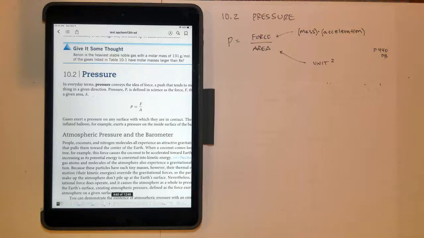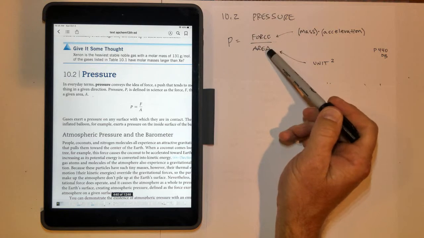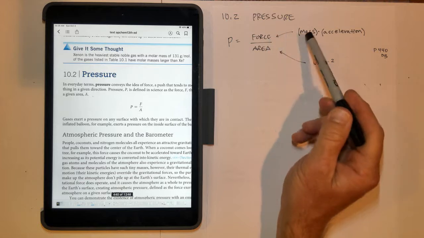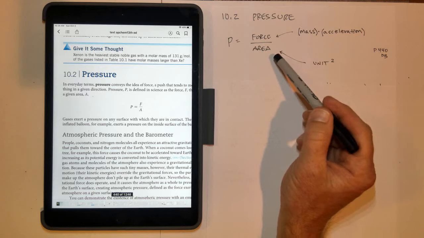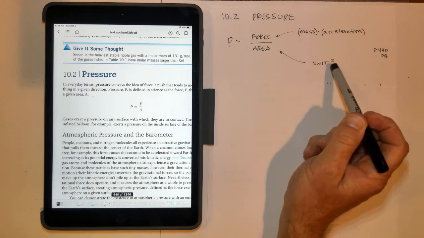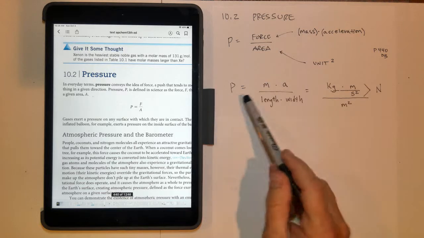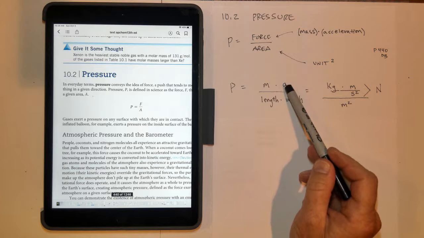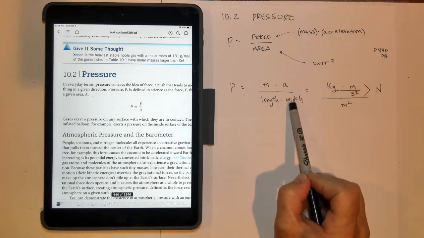Section 10.2, pressure. Pressure is defined as a force per unit area, or force divided by area. A force is equal to ma, or mass times an acceleration. An area, of course, is like a length times a width, or a unit squared. So if we define this further, pressure is equal to mass times acceleration divided by a length times a width.